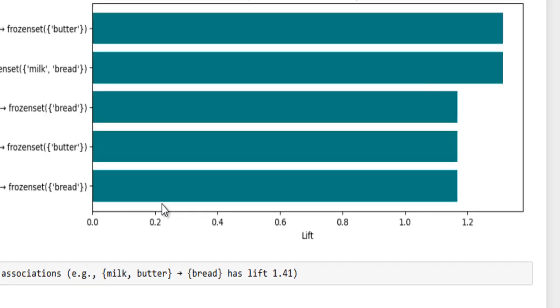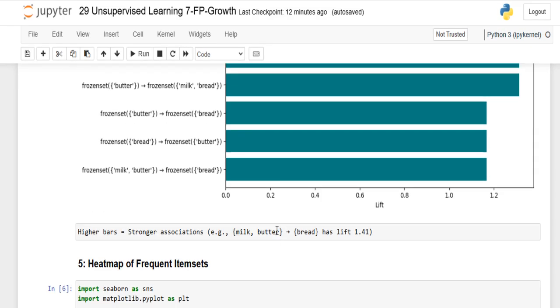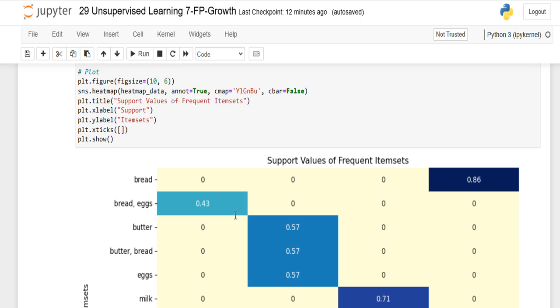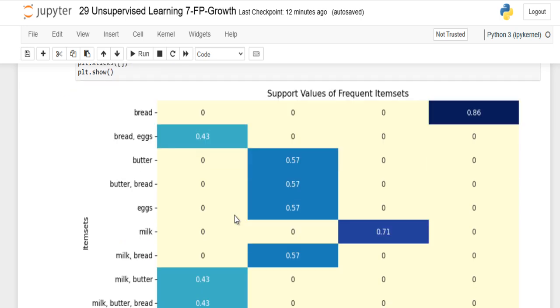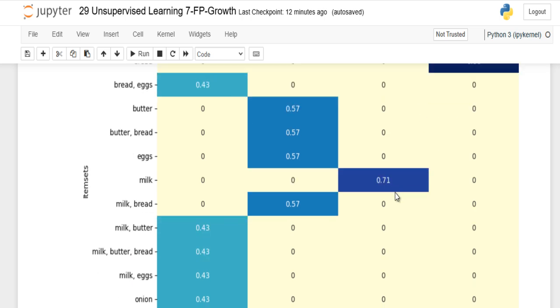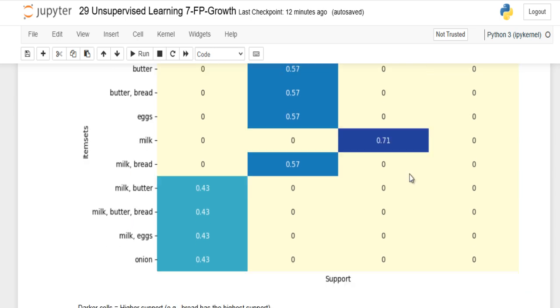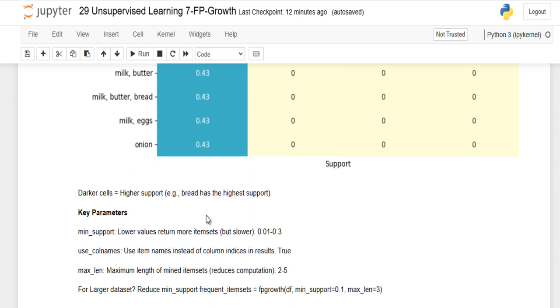We can also plot our heat map here. When you plot this map, we have support values of frequent item sets. The highest here is 0.86, which is darker. The darker it is, the higher it is. This is followed by 0.71, which is milk. The first one is bread, followed by milk. Darker cells mean higher support, e.g. bread has the highest support.